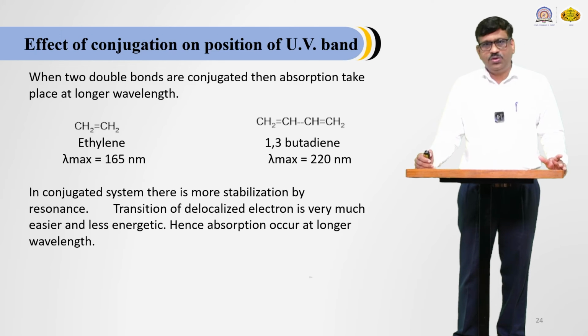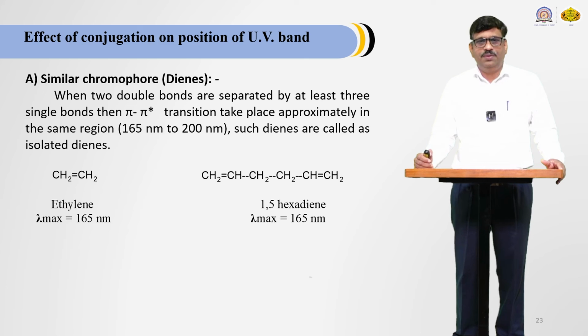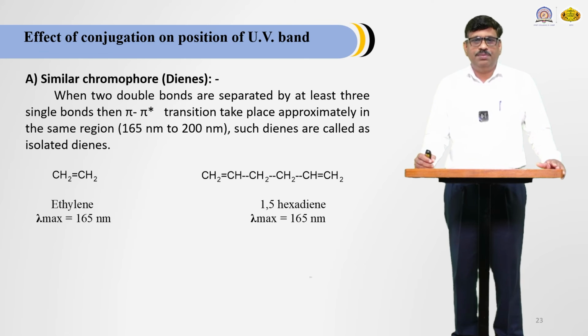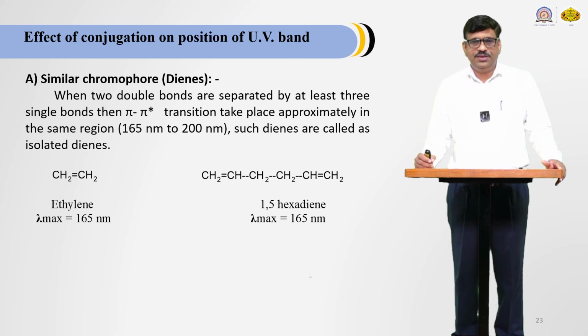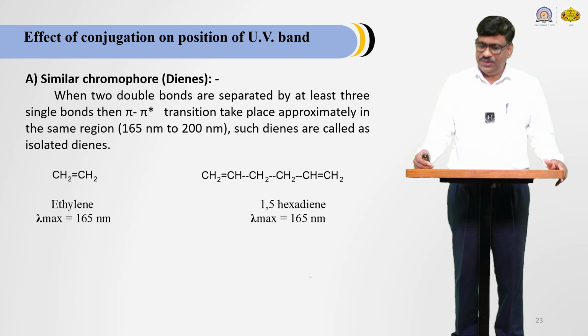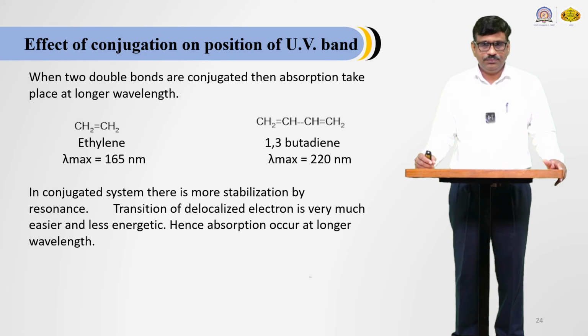Absorption wavelength of both of these compounds is similar because 1,5-hexadiene is an isolated diene. In that case, there is no effect of the first double bond on absorption of the second double bond. That's why absorption maxima appear at 165 nanometer.